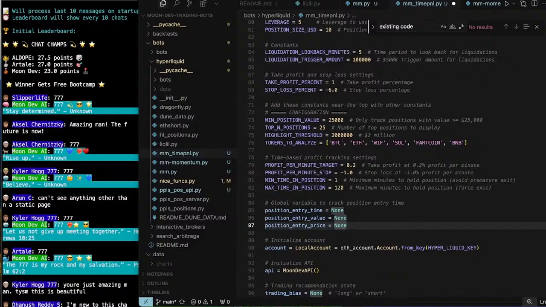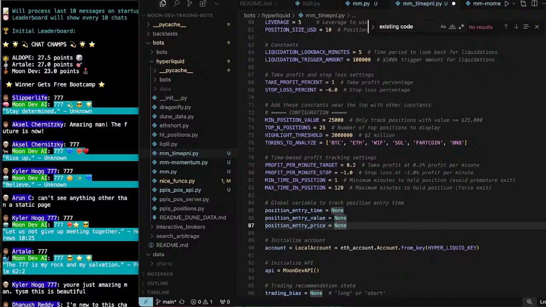Example 2, losing trade closed early. Now imagine we enter a BTC short position, and after 2.5 minutes, we have a 3% loss. Calculate the PPM: negative 1.2% per minute. Since our profit per minute stop is negative 1%, this is worse than our stop level. The bot will close the position to prevent further losses.